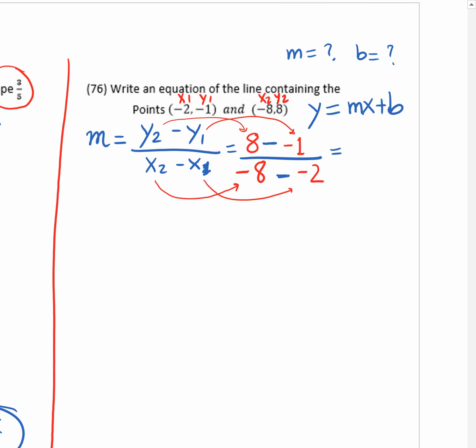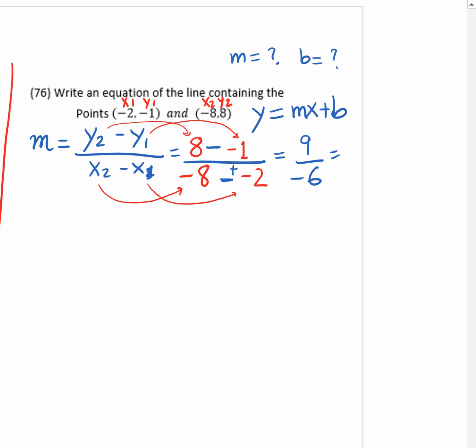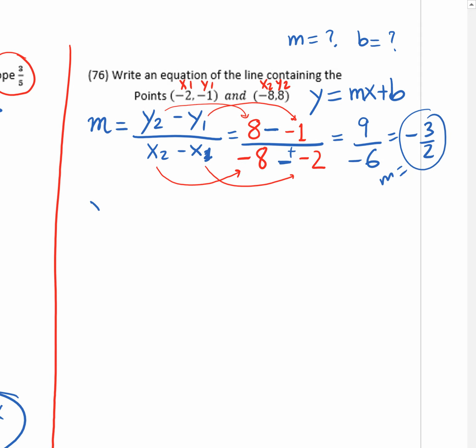On the numerator, 8 minus negative 1, that's 9. And the denominator, negative 8 plus 2, because negative 8 minus negative 2, that's negative 6. And that reduces to negative 3/2. So there's the slope. Okay, at least I can do something with that. y equals mx plus b, but now that I know the slope, I'm going to replace that for m. There we go.